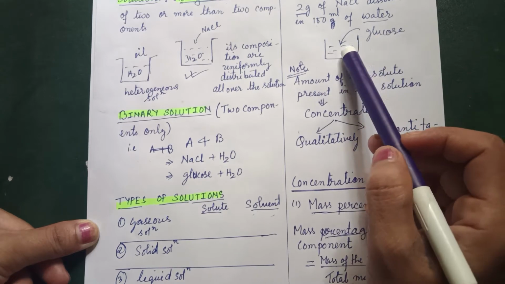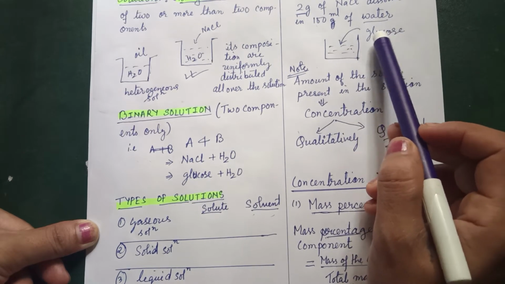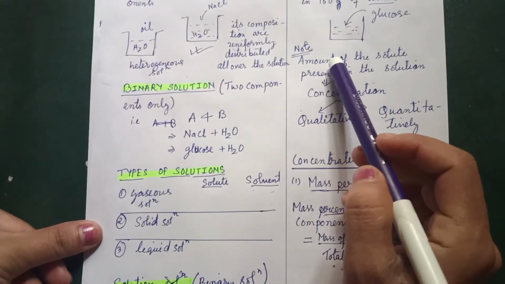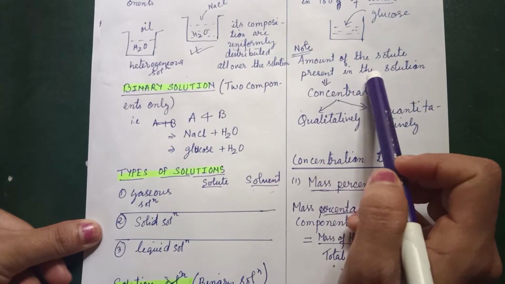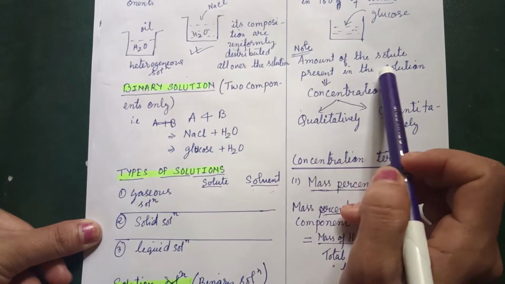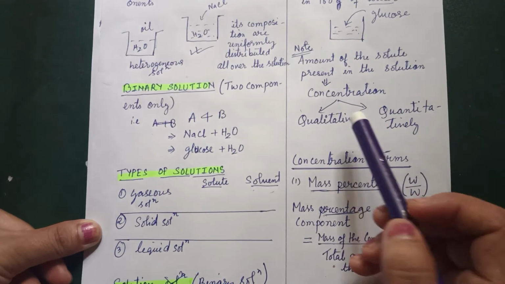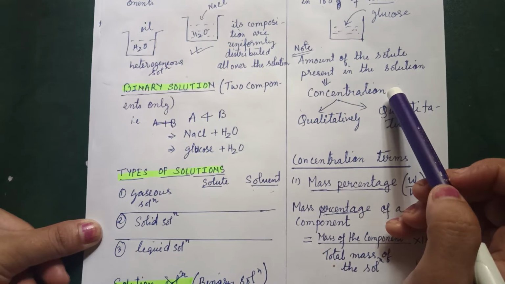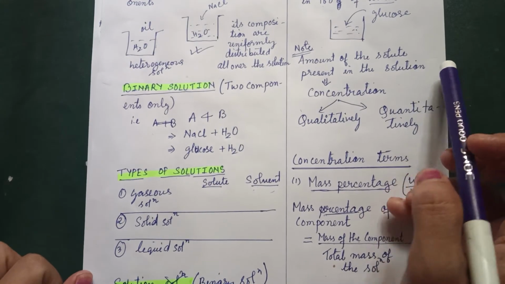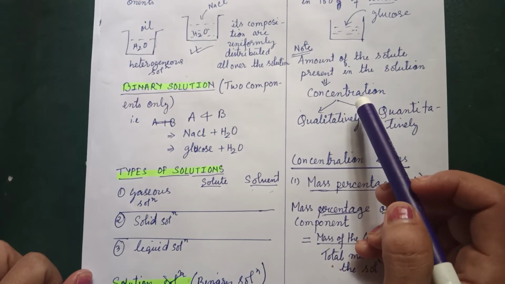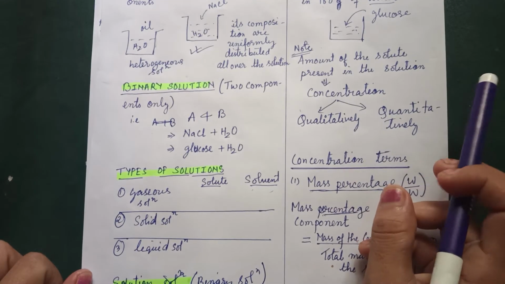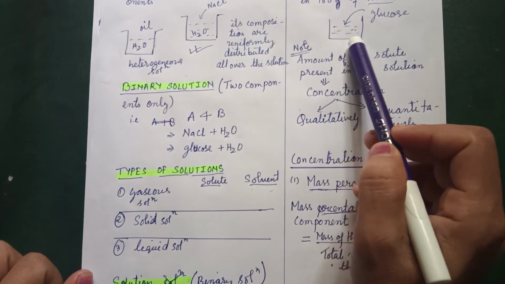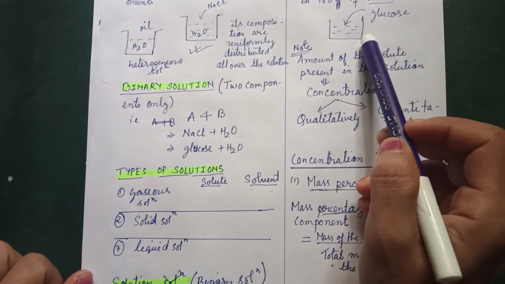High concentrated means the amount of solute present is much more. The amount of solute present in the solution can be expressed by the term concentration. Like when we go to the market to buy things like potatoes or anything else, we use terms like kg and grams so that we know the exact amount. In that way, the amount of solute present in the solution can also be known by concentration terms.